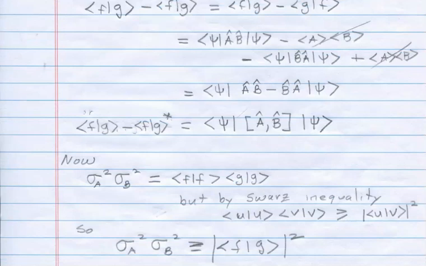But you have to also remember, for any vectors, the Schwartz inequality: the bracket of U times the bracket of V is greater than or equal to the square of the UV bracket. And so this bracket here is the two vectors, U is F and V is G. So this has to be greater than or equal to the bracket FG using the Schwartz inequality, and that means that this product of the standard deviations has to be greater than that.